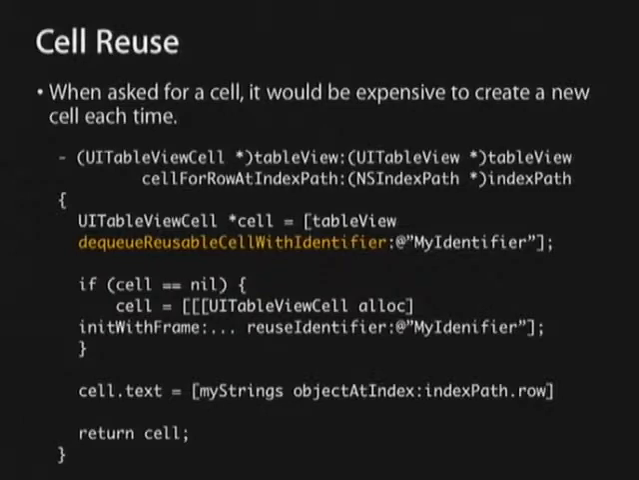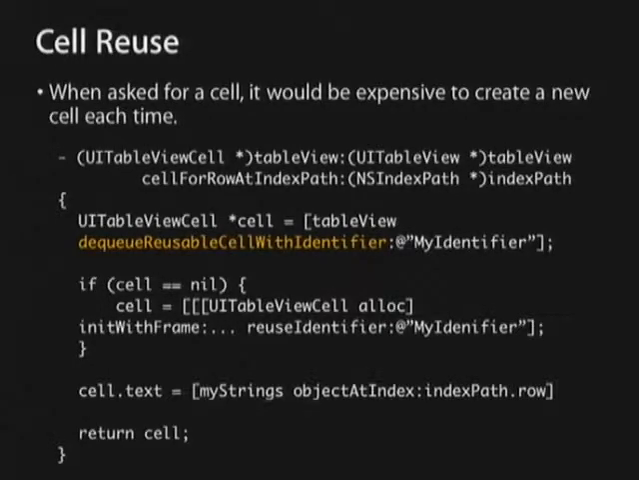So in an expanded implementation of that TableView cell for row at index path, you would start out asking the TableView to dequeue a reusable cell for some given identifier. And only if it doesn't have one would you allocate and initialize a new one. And then in all cases, configure the cell however you'd like for display and return it.